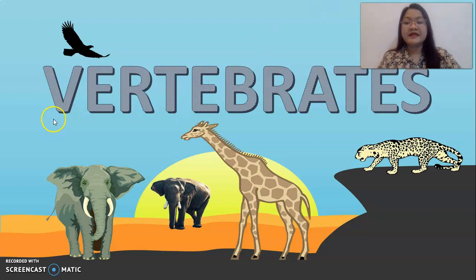Again, everybody, can you say vertebrates? Again, vertebrates. Faster. Vertebrates. Very good. So as you can see here in the picture, we have birds, elephant, giraffe, and some cheetah. So what are vertebrates?